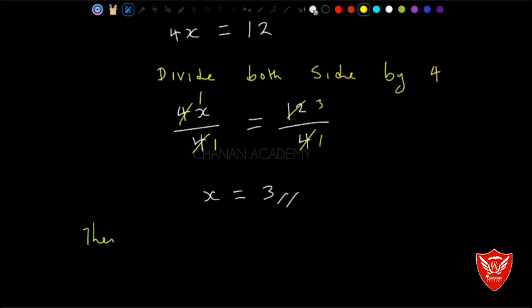Therefore, x is equal to 3 and y is equal to 5. So this is what we have, and this is how the elimination method is applied. Alright, so let's go to the next method and see how that method is done.